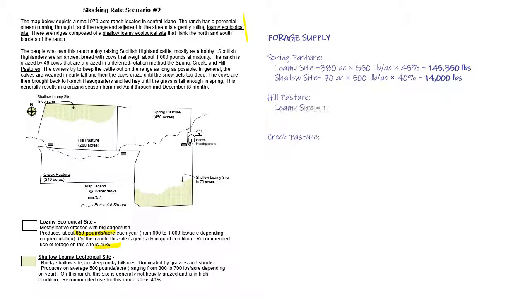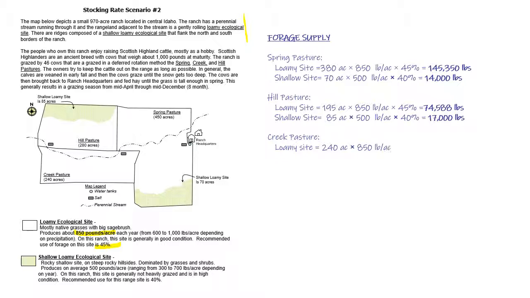In the hill pasture, we have a mix of the loamy site, which is the lower site. That's 195 acres, and that's because the pasture is 280 acres minus 85 gives you 195 acres of the loamy site. It's 850 pounds. We can use about 45% of it on a sustainable level. That's the proper use factor for this site. So we'd have 74,588 pounds of usable forage. Remember, there's also some of that shallow loam site in that pasture. It's 85 acres. It produces 500 pounds per acre. We can use about 40% of it, so that's 1,700 pounds of usable forage in the hill pasture.